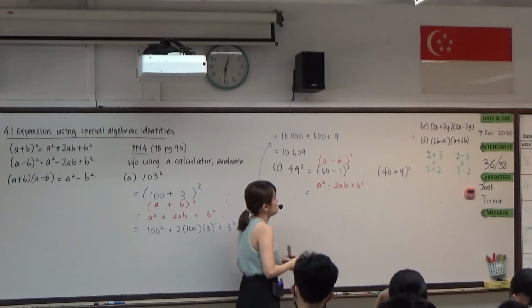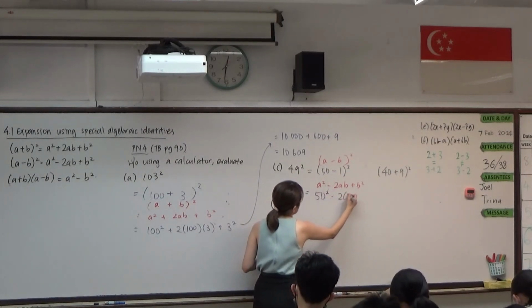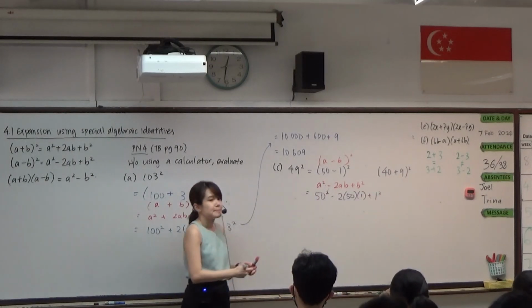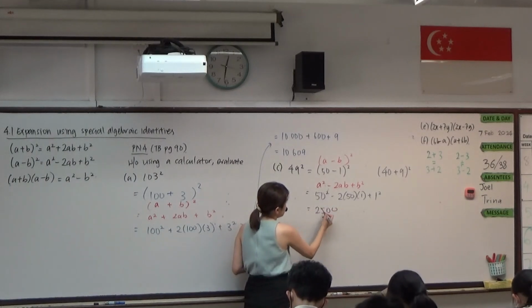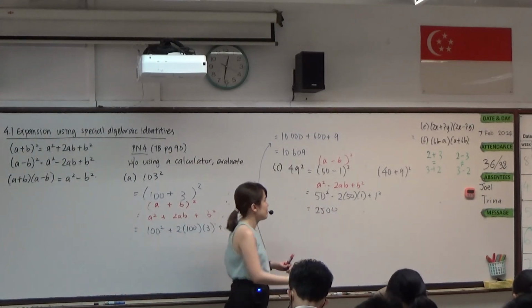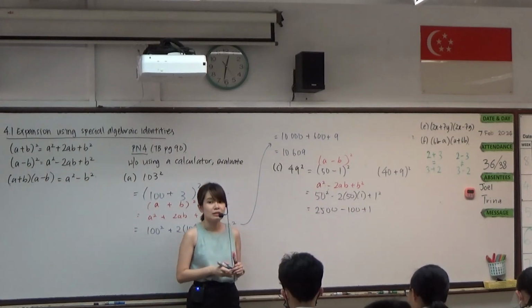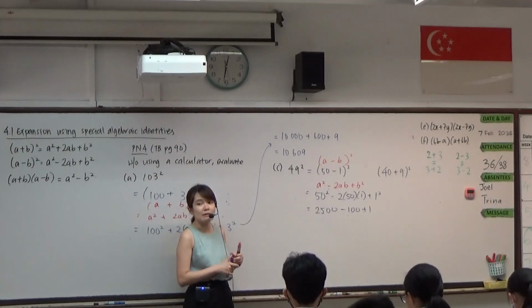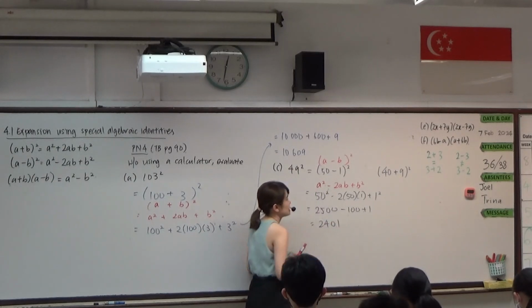Using the bracket square structure, we get 50 square minus 2 times 50 times 1 plus 1 square. 50 square will be 2500, minus 100, plus 1. So 2500 minus 100 is 2400, plus 1, so 2401.